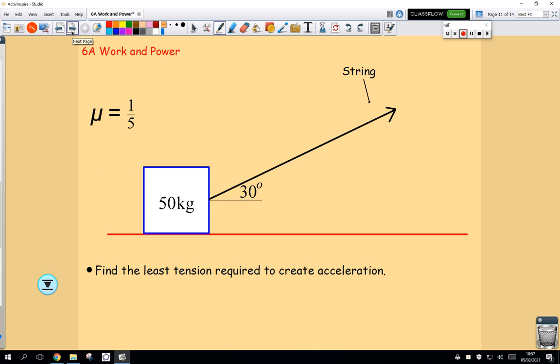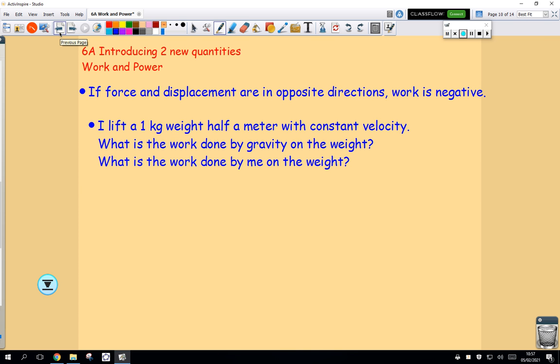I'm going to skip past that one and let's have a look at this final one. I lift a 1 kilogram weight, half a meter, with constant velocity. What is the work done by gravity on the weight? Let's just look at that. There's a 1 kilogram weight. The weight down would be 1g. And if it's moving with constant velocity, that means there's no vertical acceleration, which means the upward force must also be 1g.